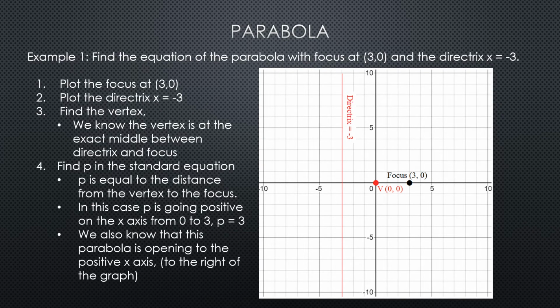So with the focus and the directrix plotted, now we know where the vertex is. It's right in between those two points. And so we can find p in the standard equation. p is equal to the distance from the vertex to the focus. So in this case, p is positive, going positive on the x-axis. So p is equal to 3. We also know that the parabola is opening towards the positive x-axis.